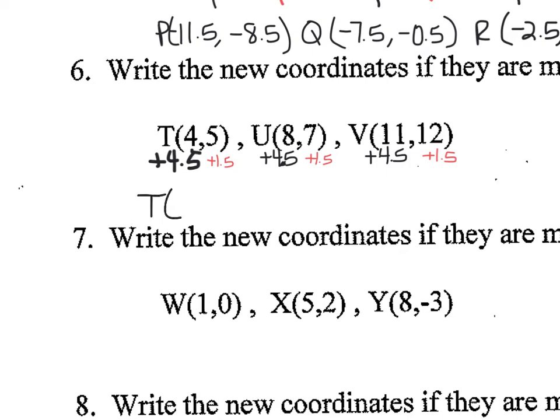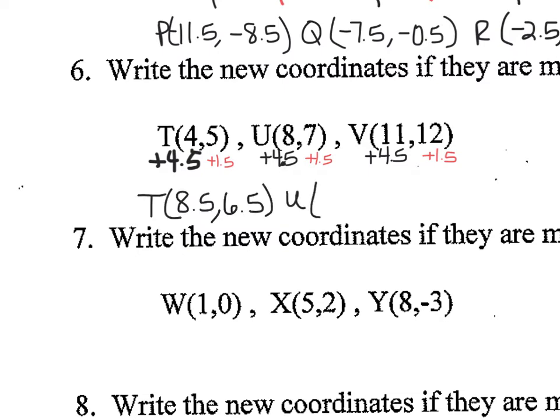I'm going to do it in my calculator. I'm not going to do it in my head. 4 plus 4.5 is 8.5. 5 plus 1.5. I don't care if you think you can do it in your head. Do it on the calculator just to double check. Okay, so those are my new coordinates for T.